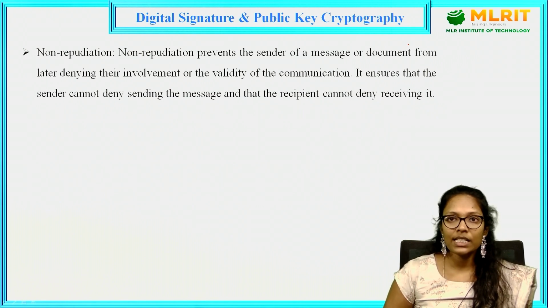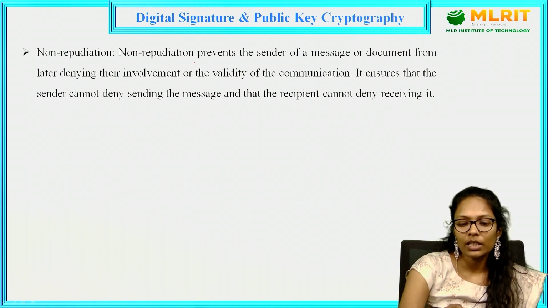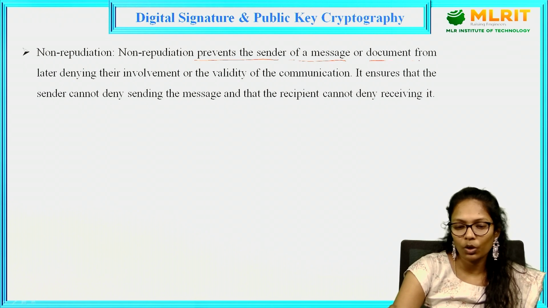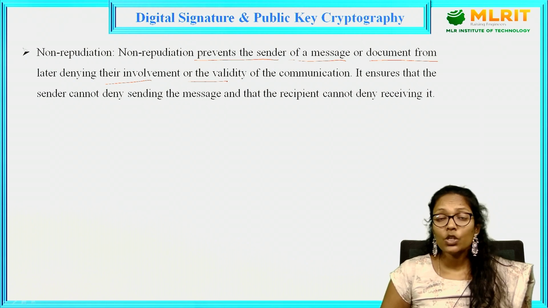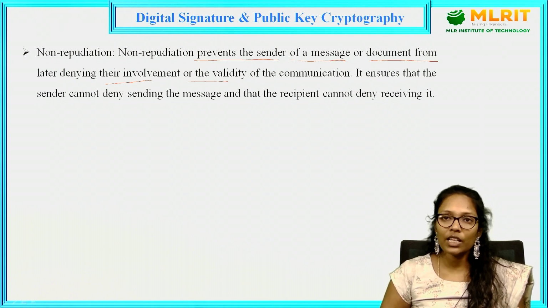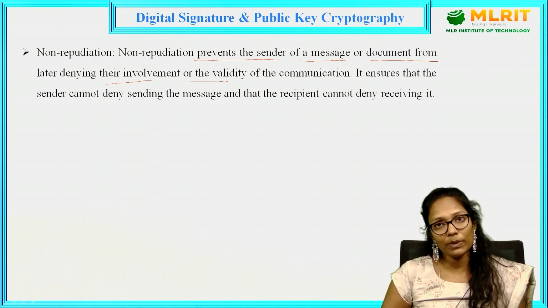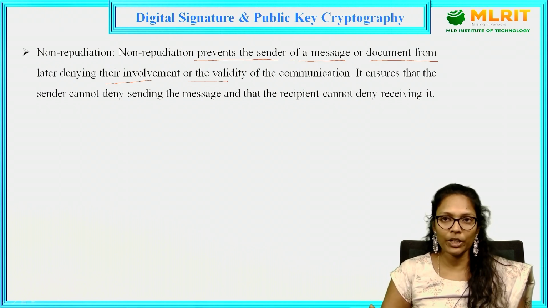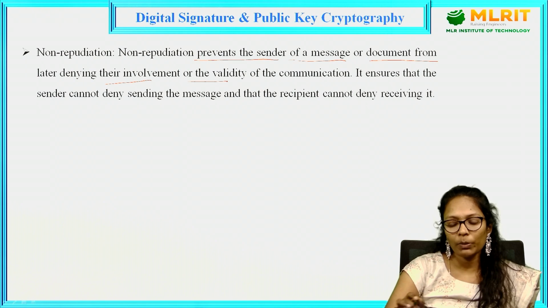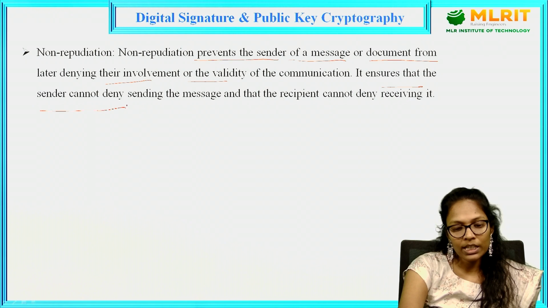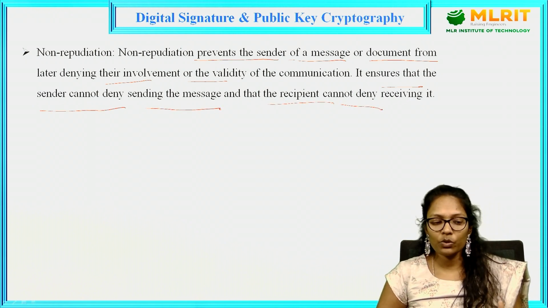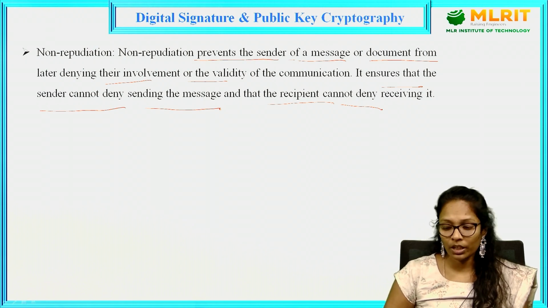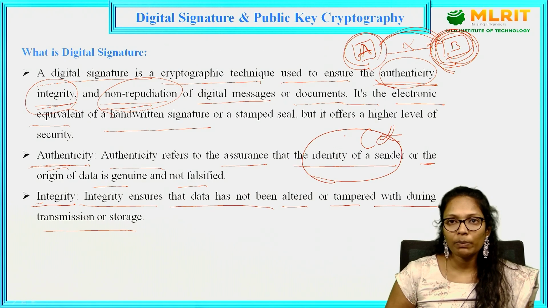The next thing is non-repudiation. Non-repudiation prevents the sender of a message or document from later denying their own involvement or the validity of the communication. After sending the information, the sender has to be involved in the communication, and at the same time, the recipient also needs to be involved in the communication. This process is called non-repudiation. Another definition: it ensures that the sender cannot deny sending the message and the recipient cannot deny receiving the message. This approach is called non-repudiation. All these three features are provided by the digital signature.